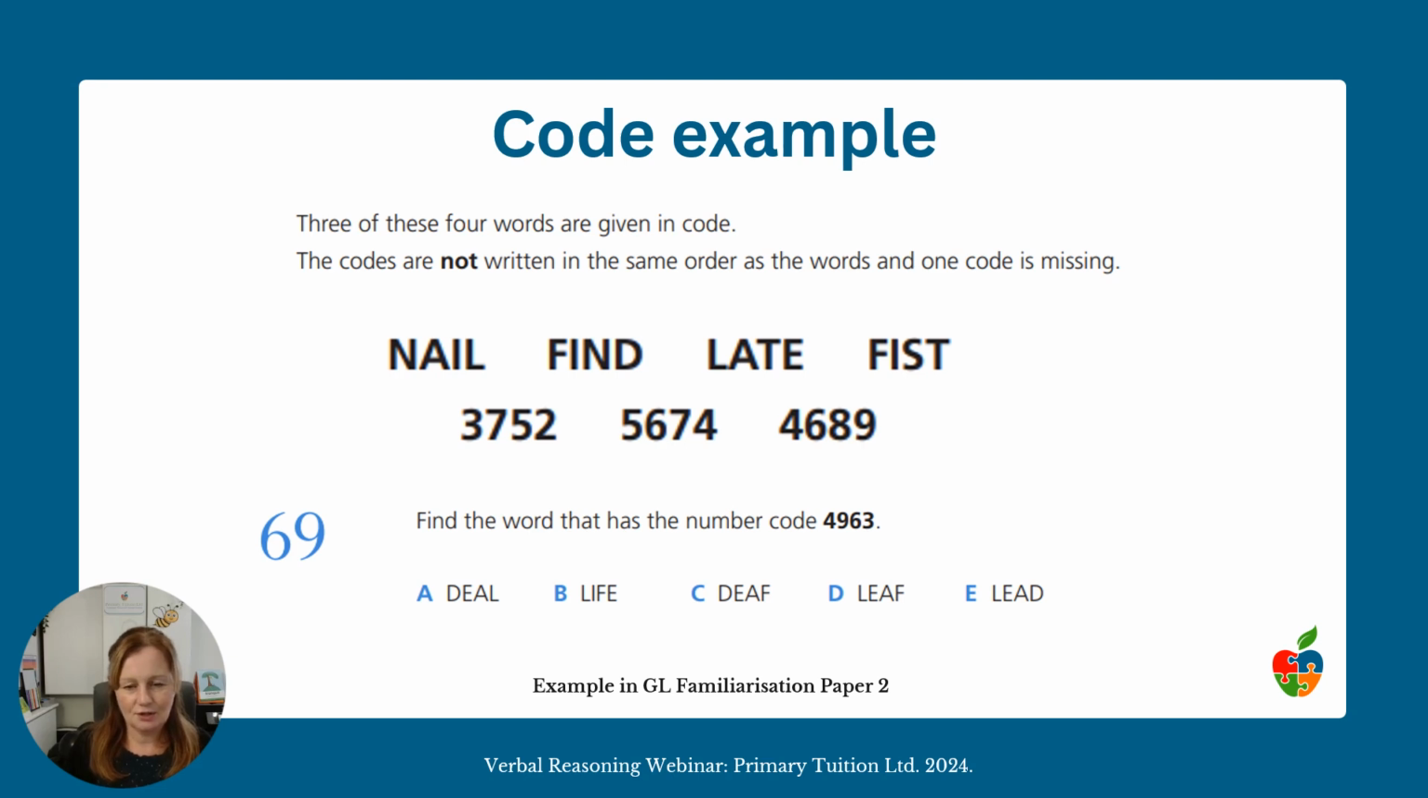It does take some jottings, and it is one of those questions that takes a little bit of time. So in the programme, we teach children on questions like this to leave them till the end, because it does require a little bit more time.